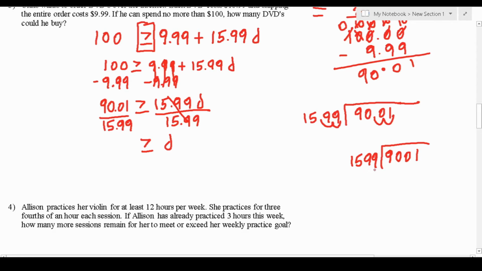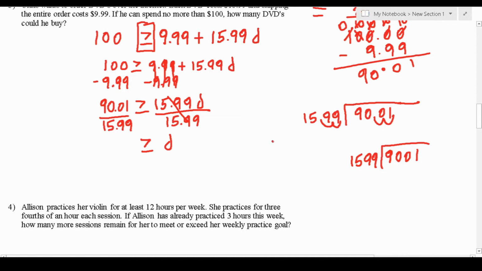So let's get started. 1599 goes into 9,001 how many times without going over? It's going to be between 4 and 6 times. 6 times 2,000 would be 12,000, whereas 4 times 2,000 would be 8,000. So we know this number has to be between 4 and 6. Let's go ahead and start with 5, the number right in the middle.